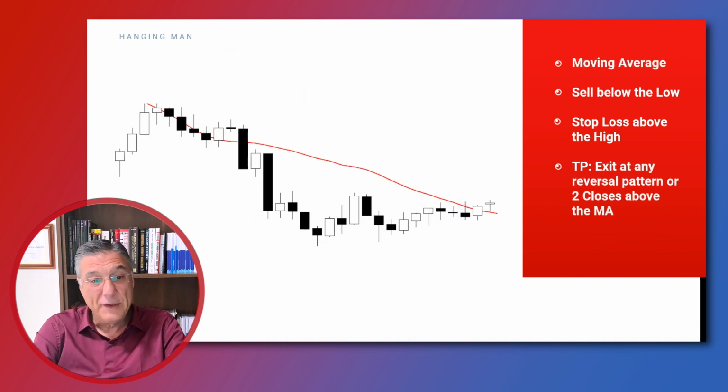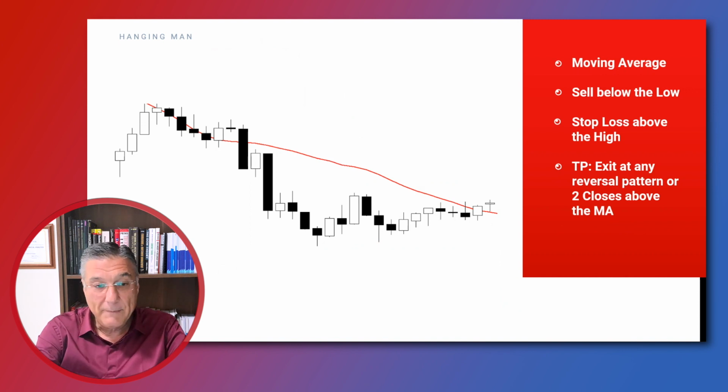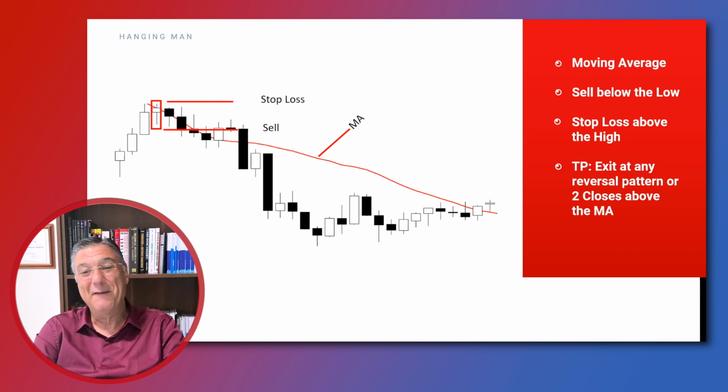One more idea for you. On the left side of the screen, you can see a hanging man at the top of the rally near a moving average. The moving average behaves like a dynamic resistance area in this case. And of course, we open a sell position right below the low price of the hanging man, and we place a protective stop loss right above the high price.